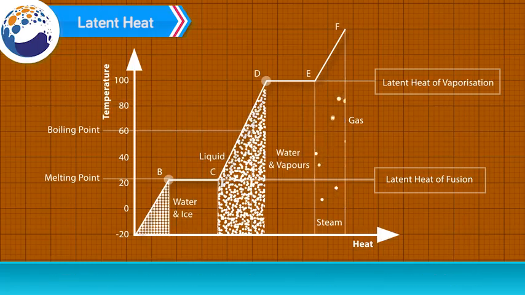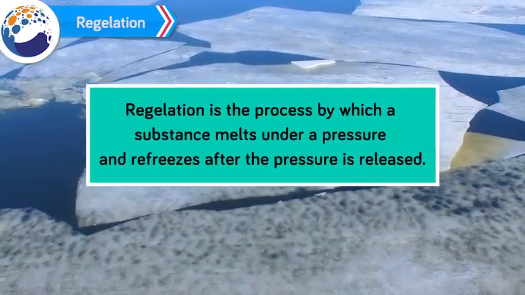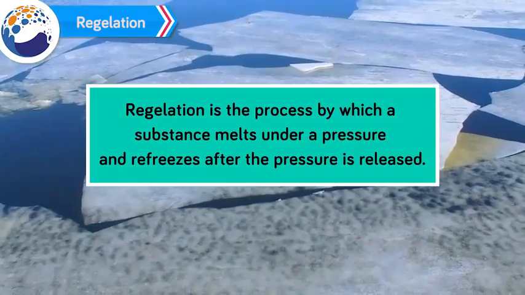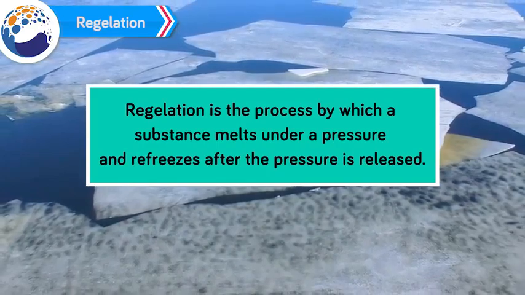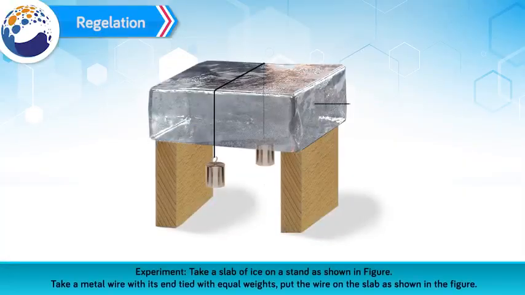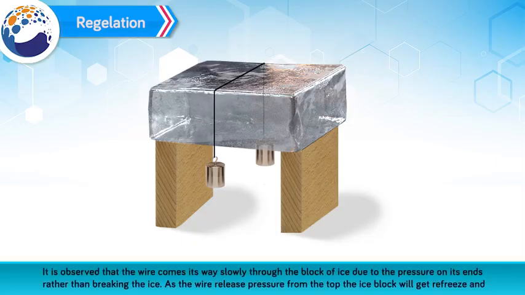Regelation. Regelation is the process by which a substance melts under a pressure and refreezes after the pressure is released. Experiment. Take a slab of ice on a stand as shown in the figure. Take a metal wire with its ends tied with equal weights. Put the wire on the slab as shown in the figure. It is observed that the wire makes its way slowly through the block of ice due to the pressure on its ends rather than breaking the ice.